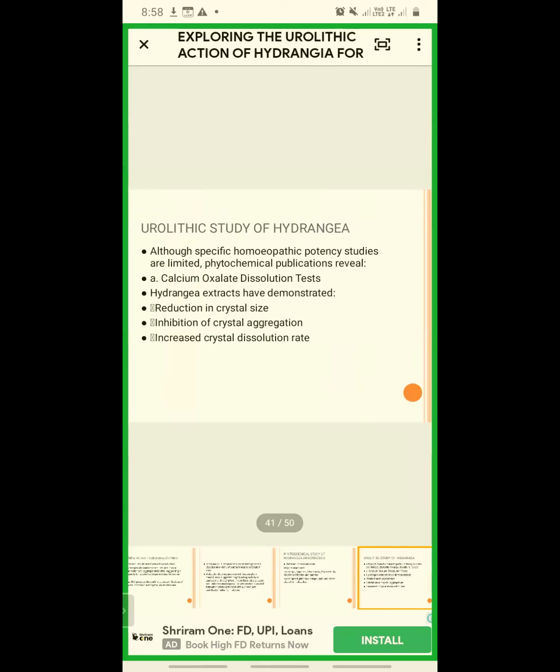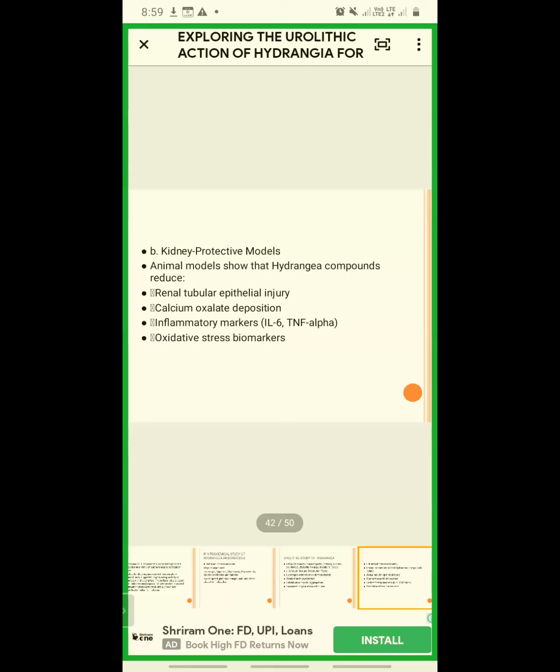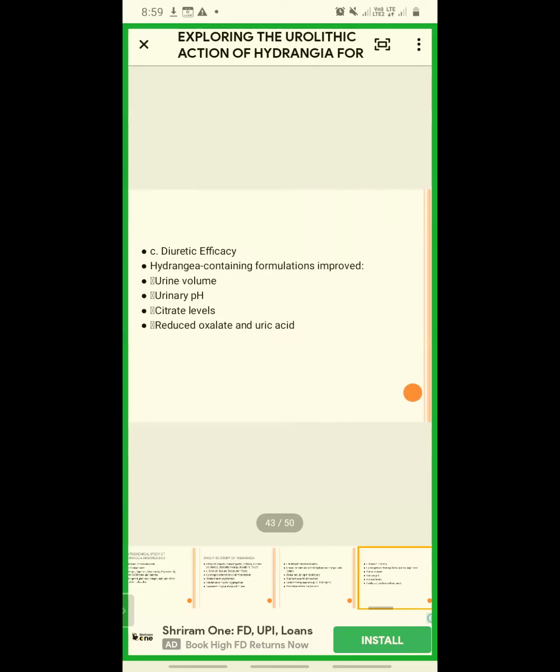There are also specific homeopathic potencies, and different studies are available according to different potencies and different types of medicine. In the calcium oxalate dilution test, hydrangea has a very important effect by reducing the size of the crystal and the crystal aggregation, and increasing the crystal dissolution rate. Then many kidney protective models are available. Then diuretic efficacy, mainly by increasing the volume, pH, and citrate level.